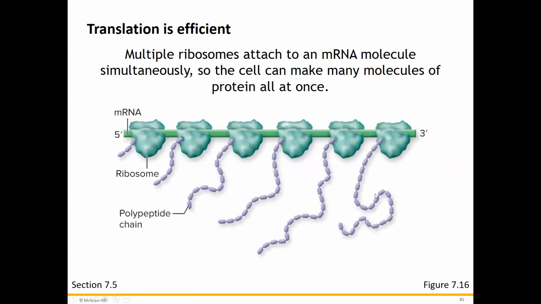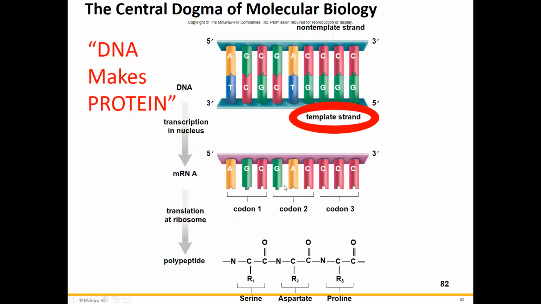They do bring up a really interesting aspect of translation about how efficient it is. This green ribbon through the center is your messenger RNA, and it's showing you multiple ribosomes attached to this messenger RNA molecule. They can do this all at one time, and you can make multiple molecules of the protein all at once. So that's what they're doing. They've all attached onto this, and new polypeptides are being made.